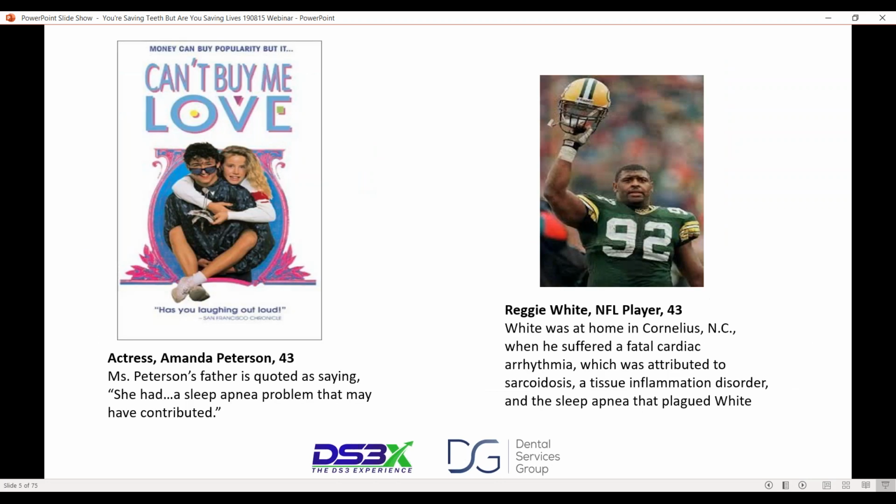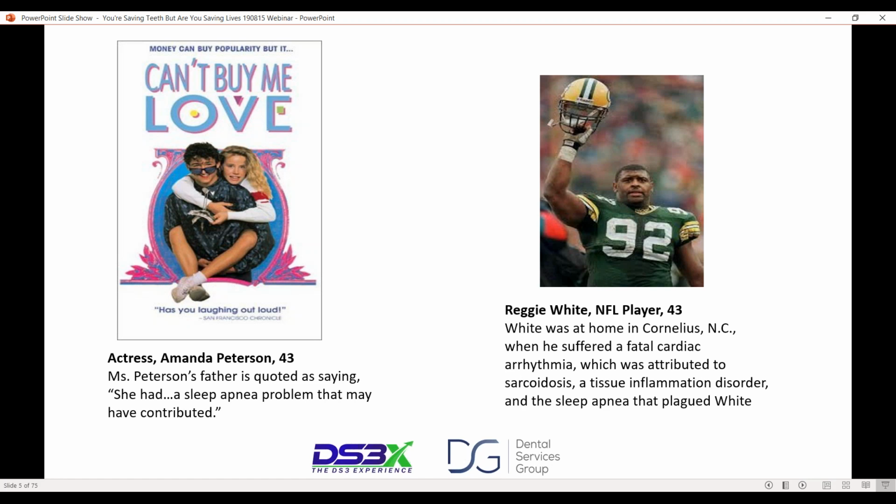So there's two examples, but you don't have to be 60 or 82. We've got a couple of 43-year-olds here that the medical examiners felt that the sleep apnea in a large way contributed to their untimely and young death. So Amanda Peterson, Reggie White, 43 years old, and so it's not discriminating. Old, young, apnea can get anybody.